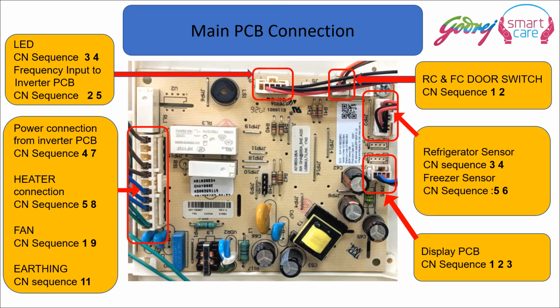And then similarly to the left, you can see a big connector with a lot of wires over there. Here from the inverter PCB you get the wire connection, you get the heater connection, you get the fan connection, and you get the earthing in sequence number 11. There are so many pins over here and the number of the pins are given, across which you can check the connections for various outgoings.